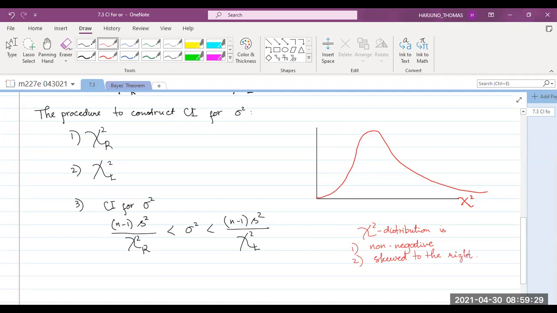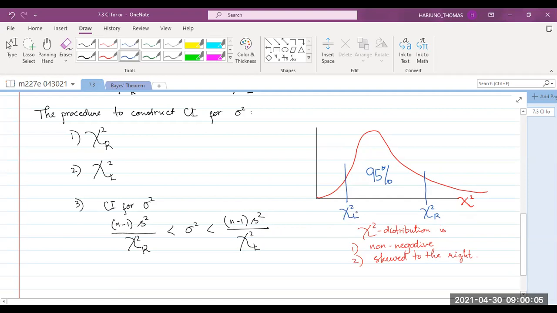So it is not symmetric. Okay, now later on, when we need to find the critical value, something new we get. Suppose we want to construct a 95% confidence level. Then we will have this critical value here, which is called chi-squared right, and another critical value here, which is called chi-squared left.